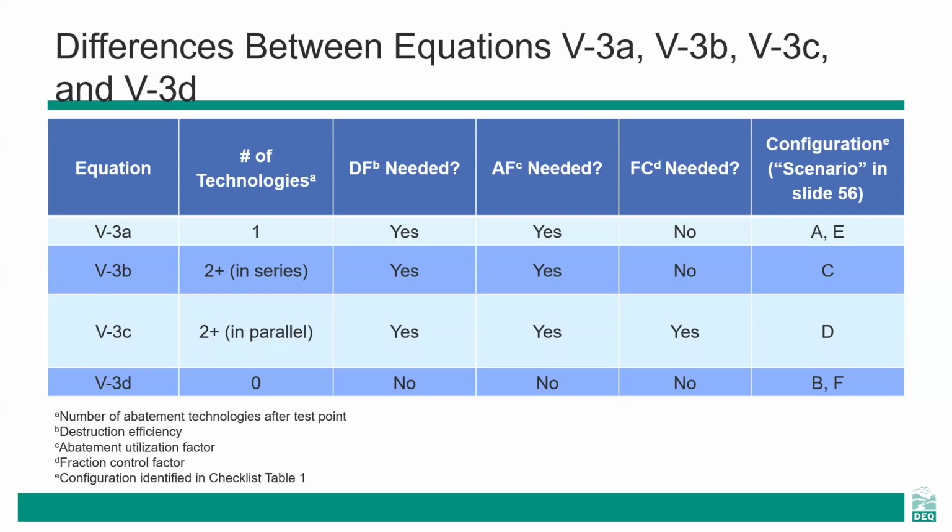Fraction control factor is only used if two trains run in parallel and represents percent of total emissions sent to abatement technology.